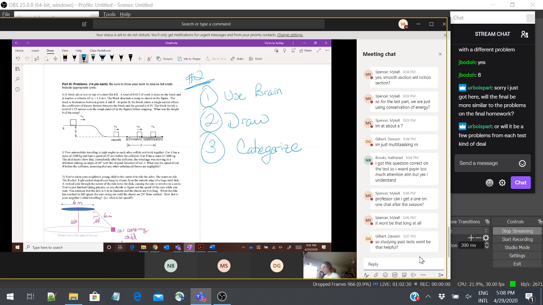Okay, so we're thinking about using brain. So we're doing some imagining. Okay, I have an automobile, right angles. They're traveling at right angles to each other, so it's kind of like a T-bone. They collide and stick together, so they're going to move together. Car A has some amount of mass and some speed. Car B has some amount of mass. And then it tells us the wreckage was moving at a certain angle with the original direction.